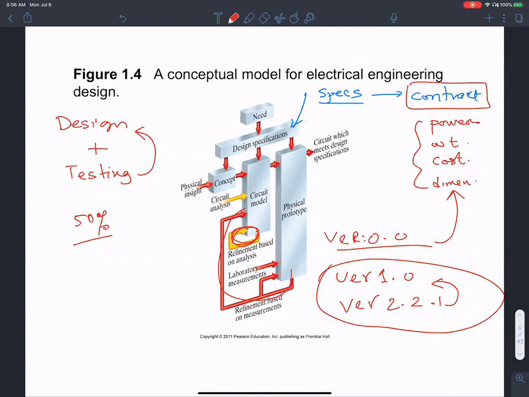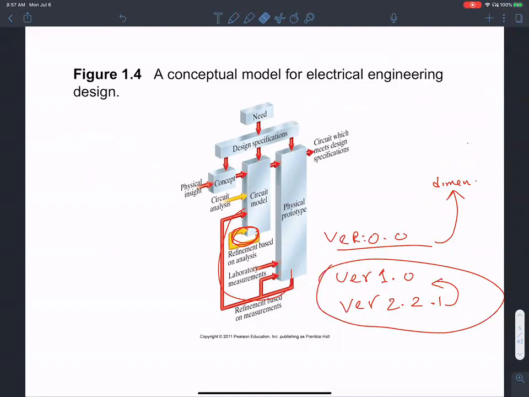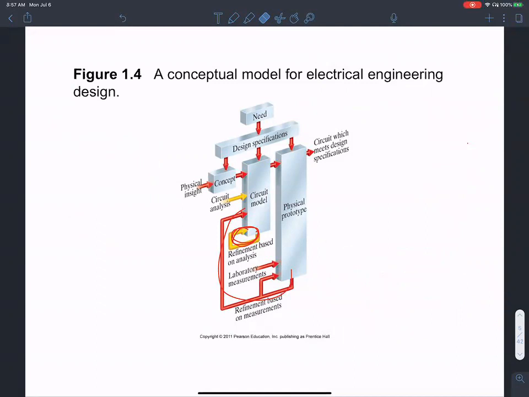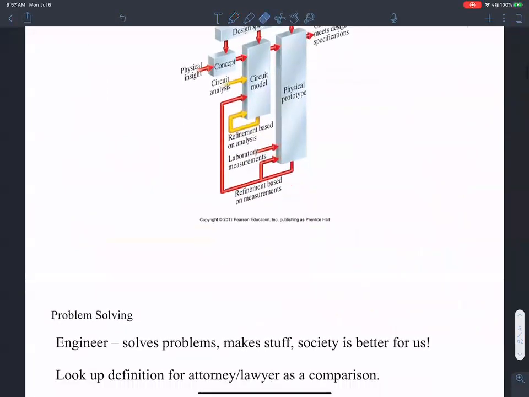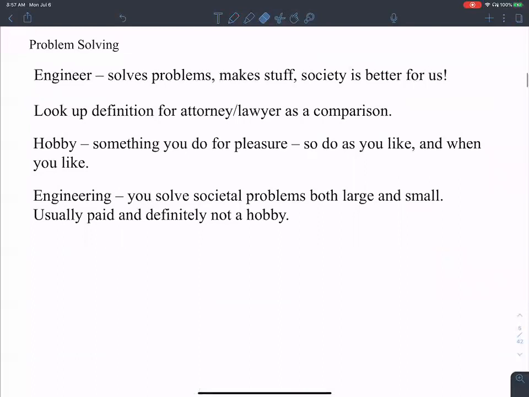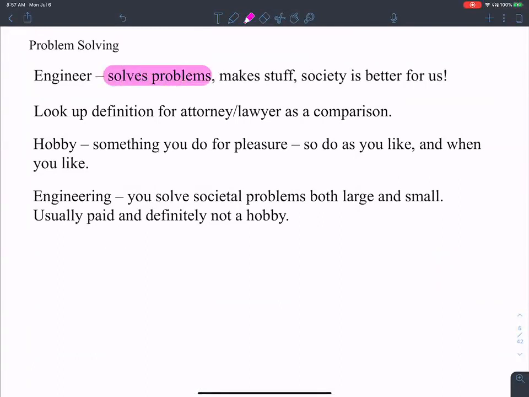As engineers, we like to quantify and put numbers around anything. Our way of understanding the world is through numbers. So performance, testing, confidence, just about everything we like to understand in terms of numbers. As engineers, we solve problems. We have technical solutions, optimal solutions to societal problems. We design stuff and we make society a better place.